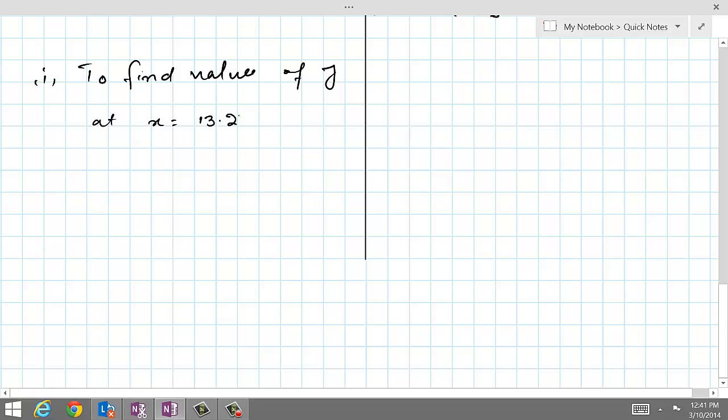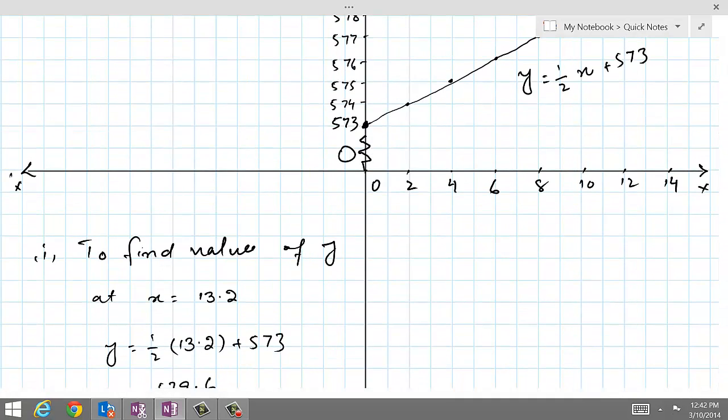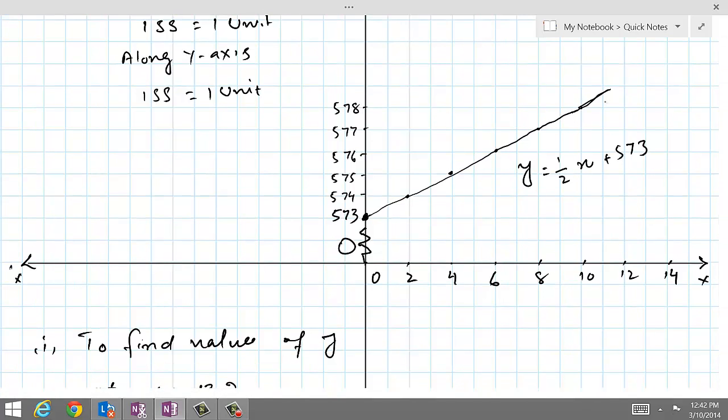either we can read the graph or we can find the value algebraically by putting this value of x directly into the equation and then finding the value. So y equal to 1 by 2, and instead of x put 13.2, plus 573, and this should give us the total value, that is 579.6.